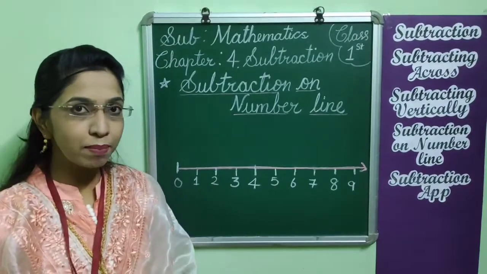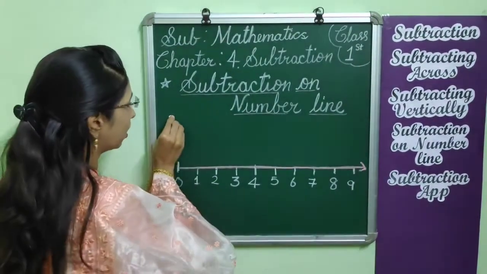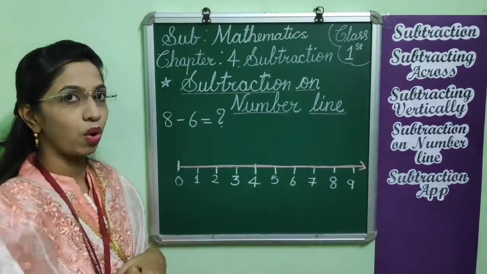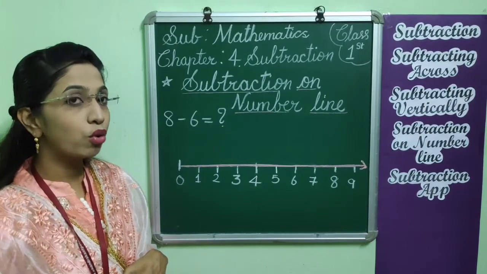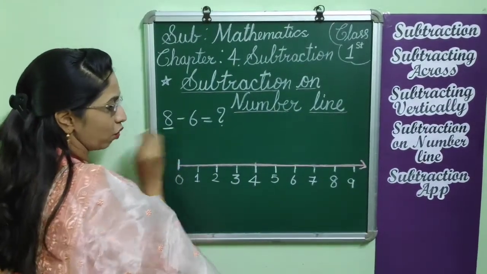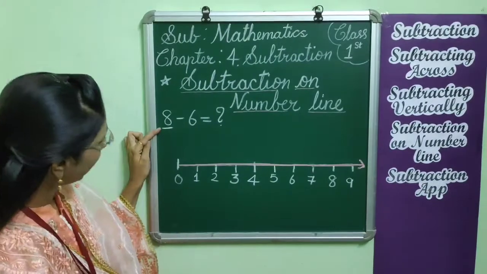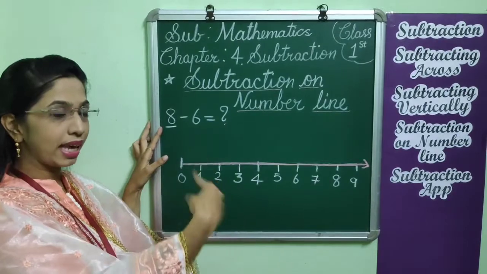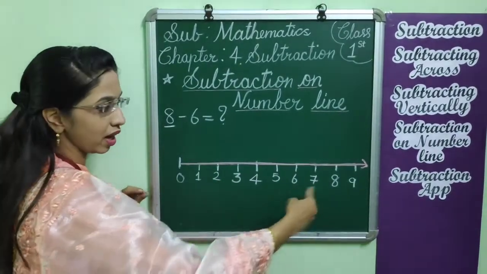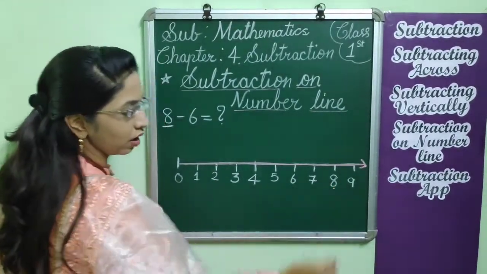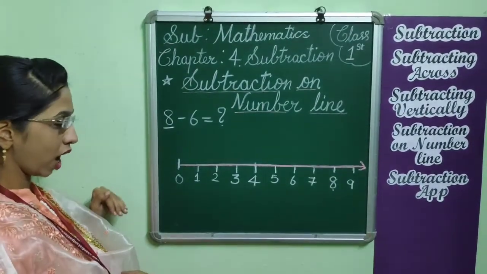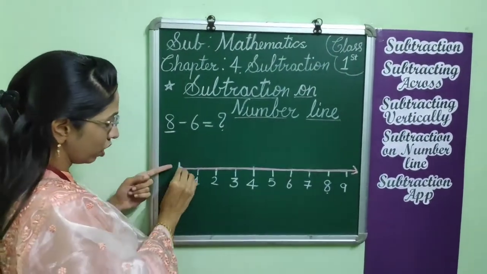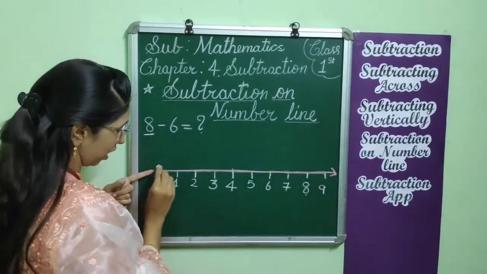Let us see one more example children. 8 minus 6. What will we get? So, as I said, first we have to go for the first number. What is the first number? It is 8. Now what do we have to do? We have to search where is 8 on the number line. Where is 8? It is here. Now what do we have to do? You have to jump. Remember, always start with 0. You have to jump 0 to 8. How?